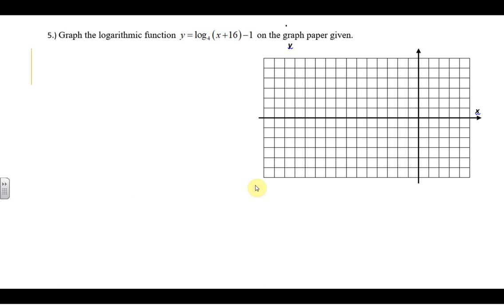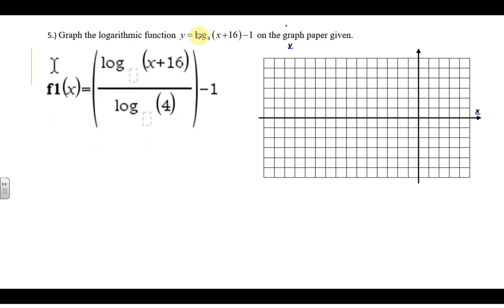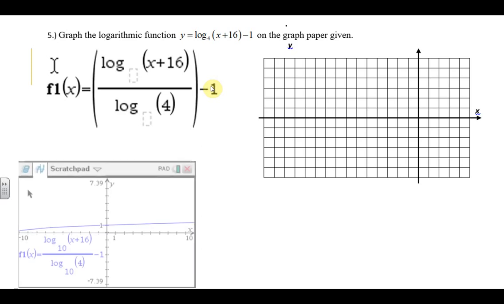This one looks a little bit uglier, but it's okay. Just remember, be very careful how you plug this into your graphing calculator. We're going to change the base. So log of the big guy over log of the itty bitty guy, and then the minus one is on the outside. Do you see how I put the log expression in parentheses? You have to be very specific with this because you can't put the minus one in the numerator or the denominator. It goes on the outside.